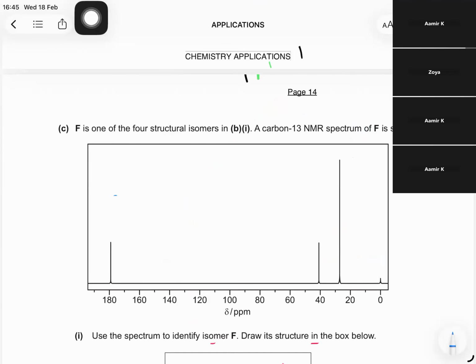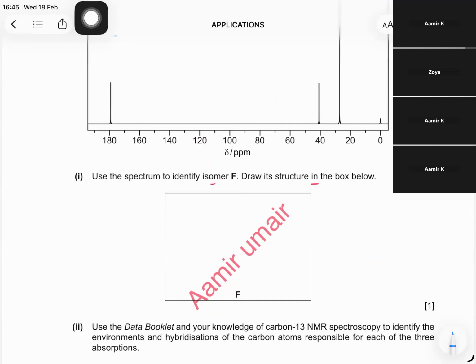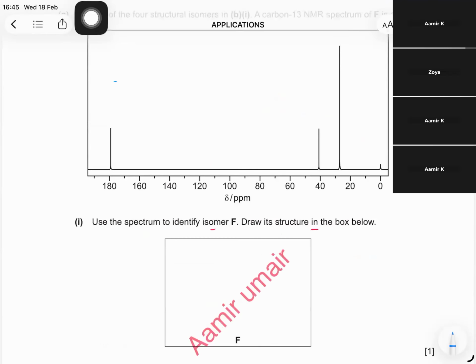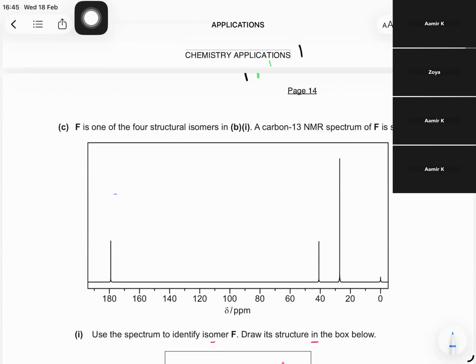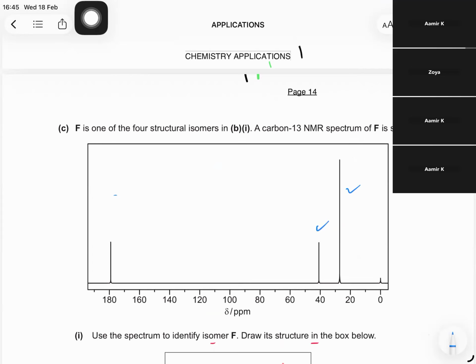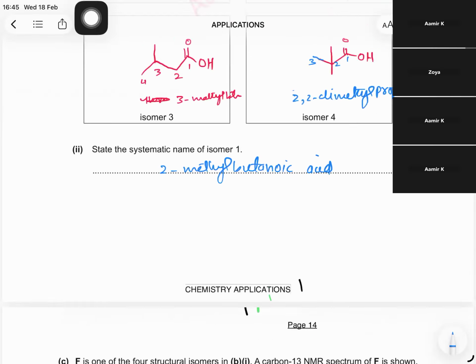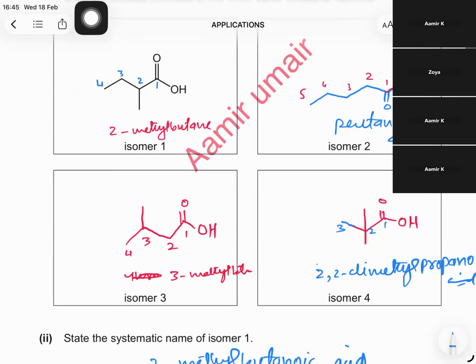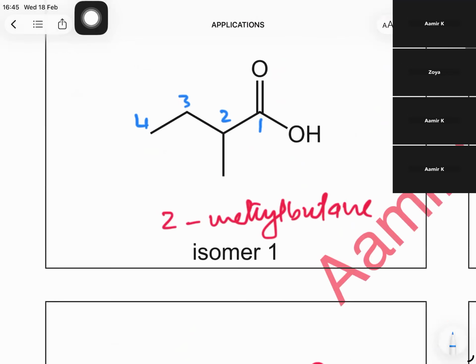F is one of the 4 structural isomers, and the carbon-13 spectrum is shown. Use the spectrum to identify the isomer F and draw its structure in the box below. First, use the structure to assign the peaks. How many peaks are in this spectrum? 3. Keep in mind, this is carbon-13 NMR. Now I have to see which compound is going to give 3 peaks, starting with isomer 1.